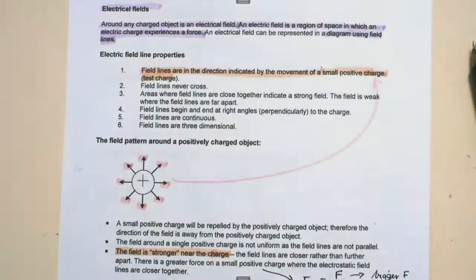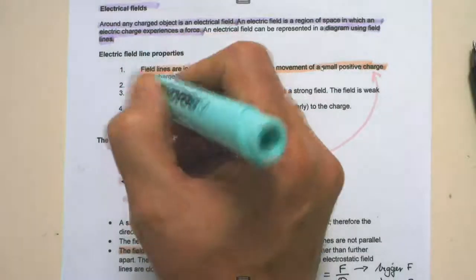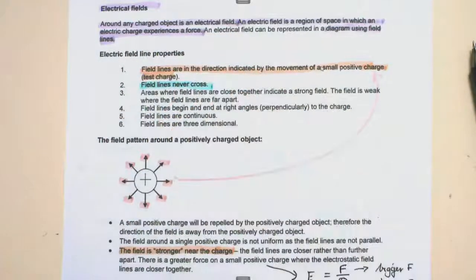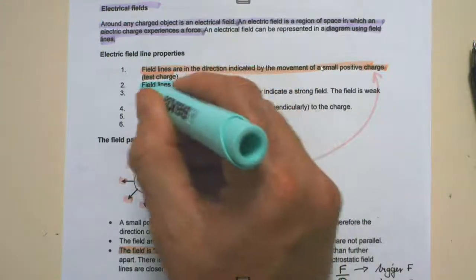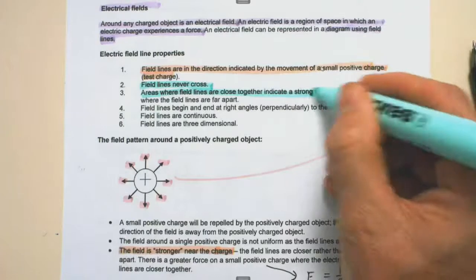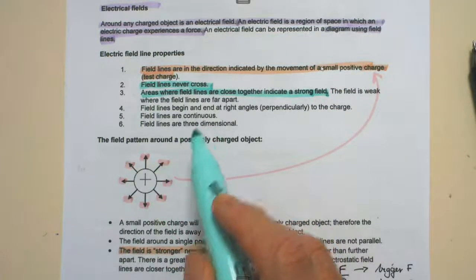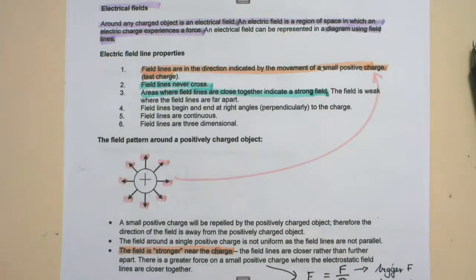Right, the next thing is my field lines never cross, so you should not draw them where they cross. They should never cross one another. So that is also a property that you need to know. All right. Then also the area where field lines are close together. This is a very important one. That area where they are close together indicates a strong field. So you can see as I move away, the field lines are going further and further away from one another.